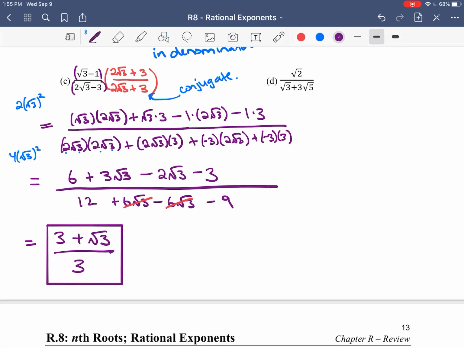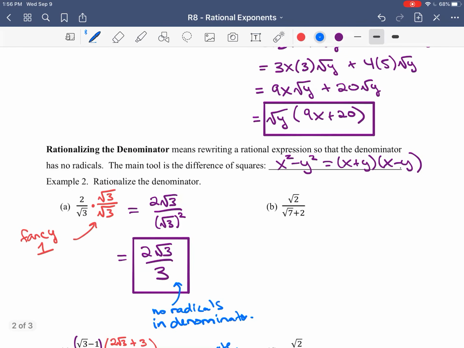Okay, and notice that, maybe I'll do this in blue. On the bottom, we ended up getting 2 root 3 squared minus 3 squared. That's what we started with. This was like our x, and this was like our y. So we get x squared minus y squared. When I square this, this is 4 times root 3 squared, which is 3, minus 9. That's what we got on the bottom. So you don't actually have to multiply it out if you just know it's going to follow this pattern.